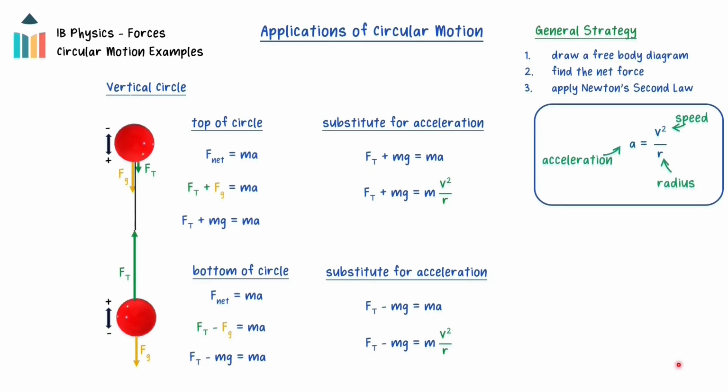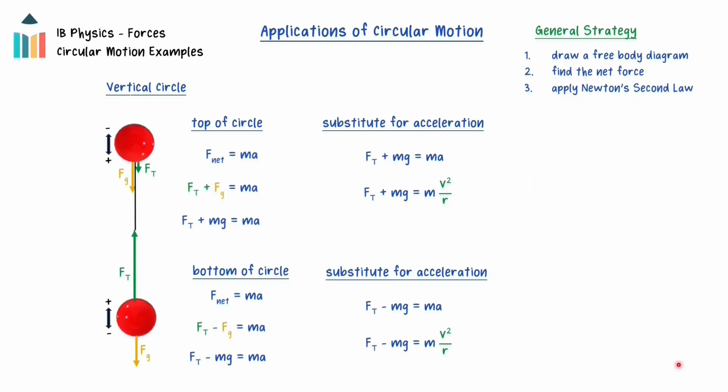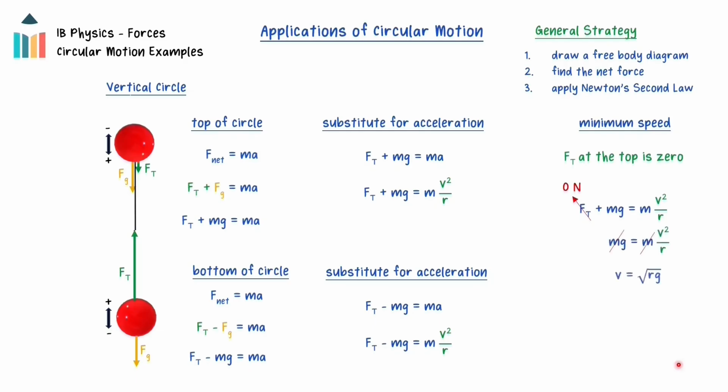Because the force of tension is getting smaller as the object moves through the top of its circular motion, there's a limiting condition on the speed of the mass. The force of tension cannot be negative and must be 0 or higher. If the force of tension is equal to 0, then the mass is moving at the minimum speed needed to follow a circular path. This speed can be shown to equal the square root of the radius multiplied by the gravitational field strength.